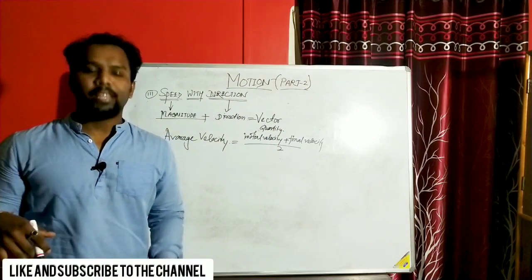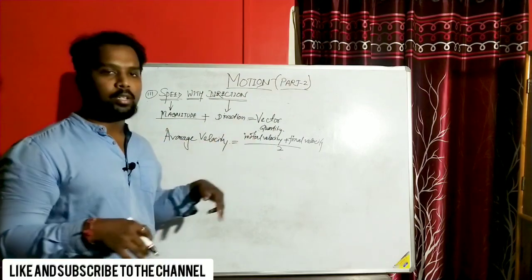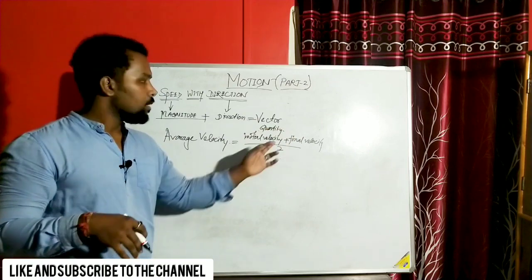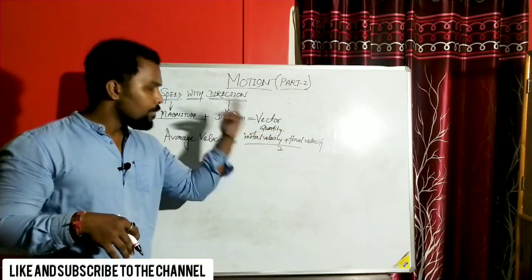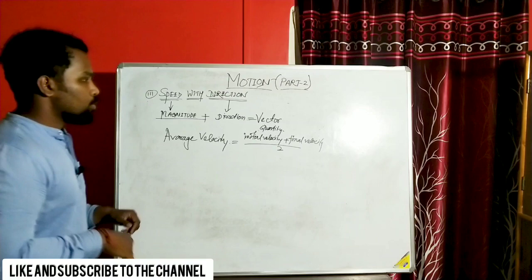Okay, what is its average velocity? You just have to put the initial velocity, then put the final velocity, then add them and divide by 2. Then you are going to get the average velocity.